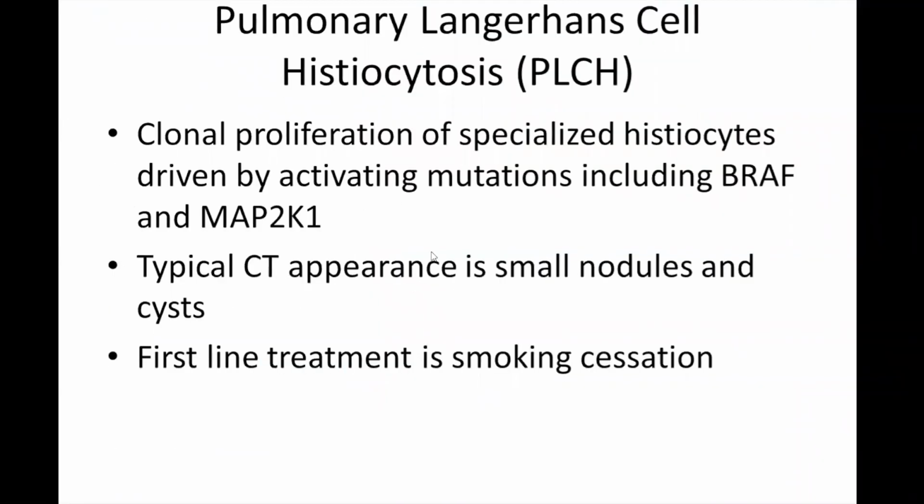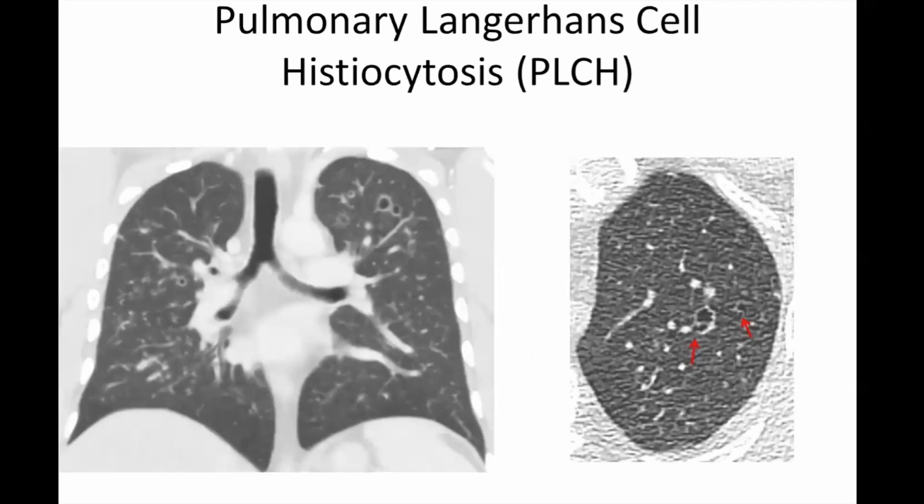So pulmonary Langerhans cell histiocytosis is a clonal proliferation of these specialized histiocytes, and it's typically driven by activating mutations in BRAF or the MAP kinase pathway. I'll show you the CT in a second, but it has a characteristic appearance of small nodules and cysts. The first line treatment for these is smoking cessation. There is some emerging evidence that BRAF inhibitors can be used in patients who have a BRAF mutation, so it highlights the importance of testing for BRAF in these cases.